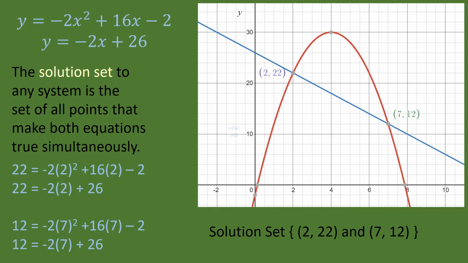Another point in that solution set is 7, 12. If you put 7 in for x in the quadratic and 7 in for x in the line, and you do the arithmetic, you get 12 out for y. So the point 7 for x, 12 for y is also in the solution set. And those are the only 2 points in that solution set. Those are the only 2 points that make both of those equations true simultaneously.